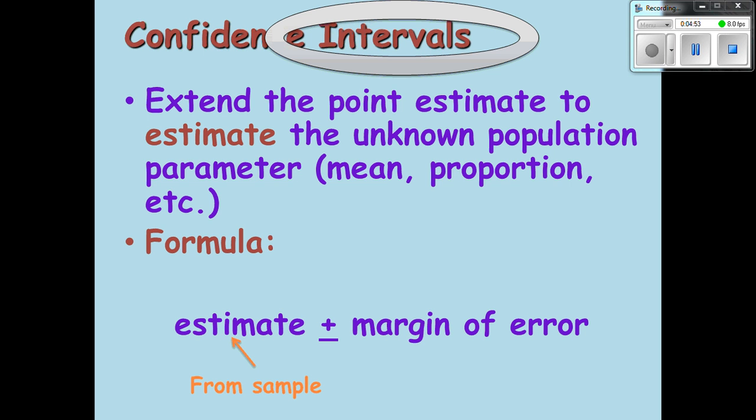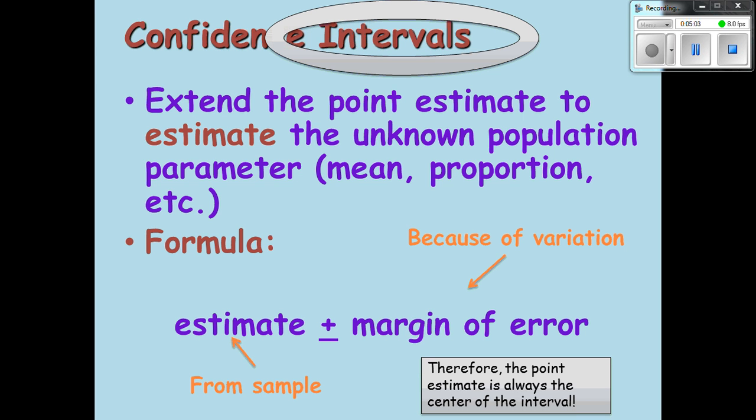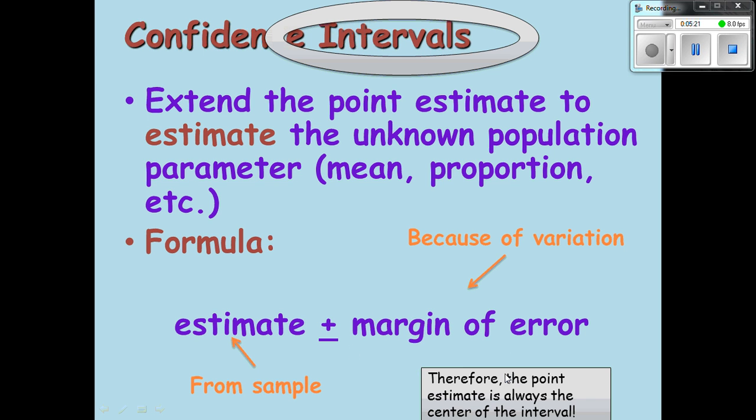We add and subtract the margin of error because, again, there's that variation going on, and our estimate probably was not the exact same value as the parameter, but it's the best we can do. For that reason, anytime you construct a confidence interval, the midpoint of it will always be your estimate. If you look at the formula just above there, it's the estimate plus or minus some margin of error. So the estimate itself is going to be the center of the interval. That's a way to make sure you're always doing things correctly.